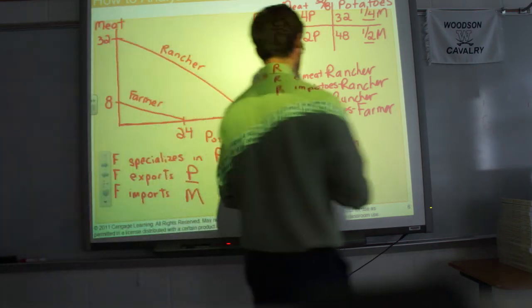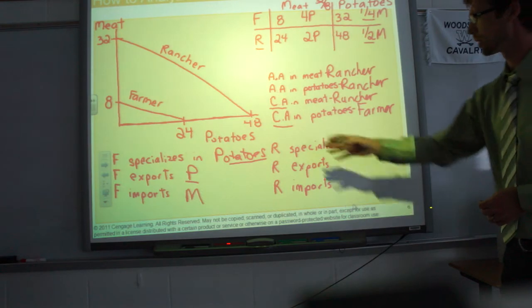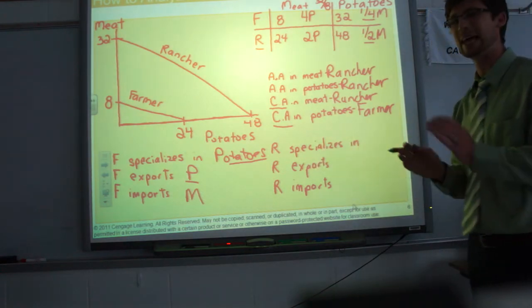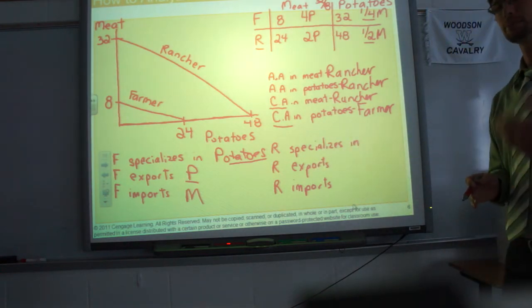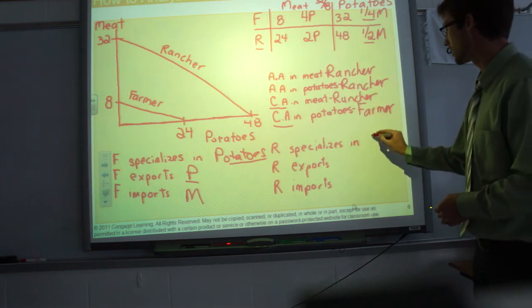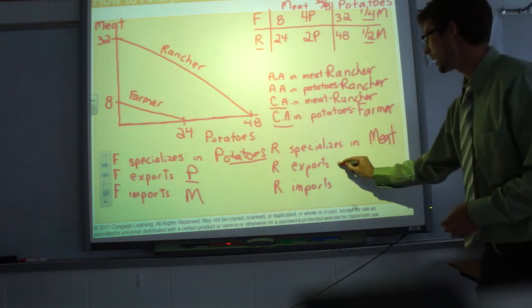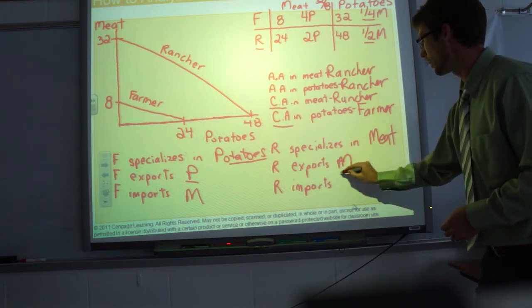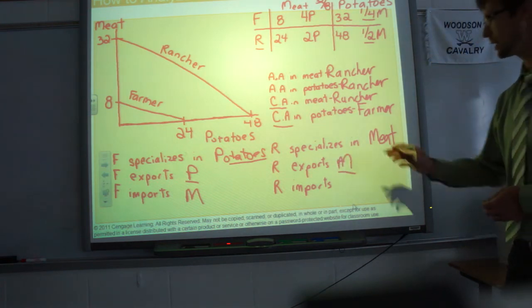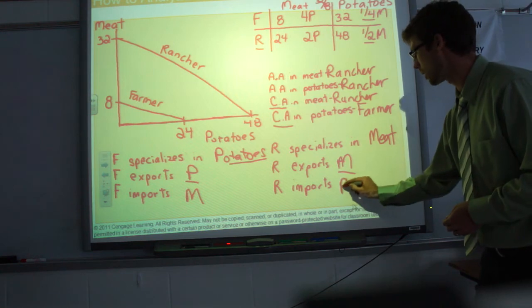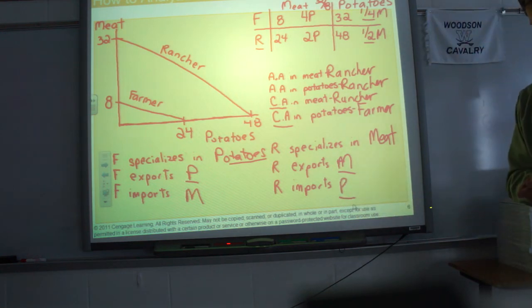We could come over here and do the same analysis for the rancher. The rancher should specialize in that which he has a comparative advantage in. The rancher has a comparative advantage in meat production. Therefore, he is going to export meat. And he is going to import potatoes.